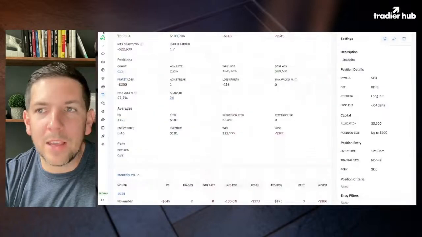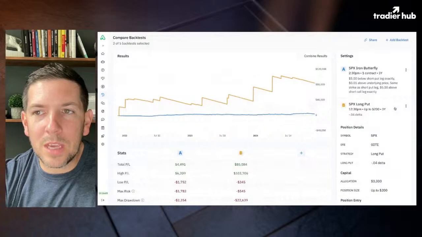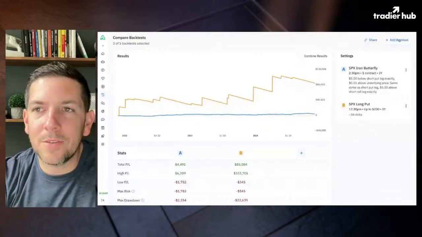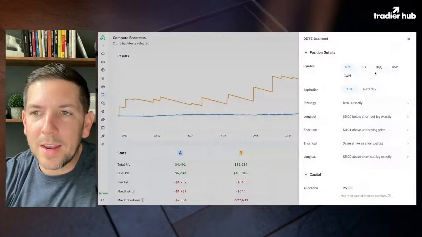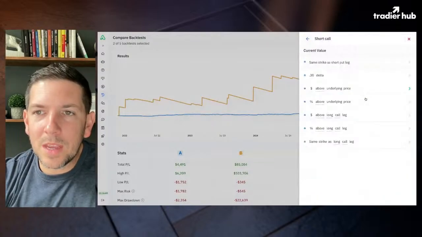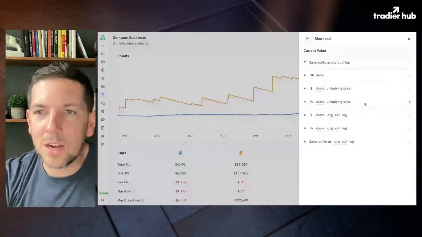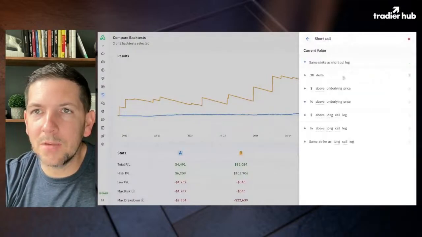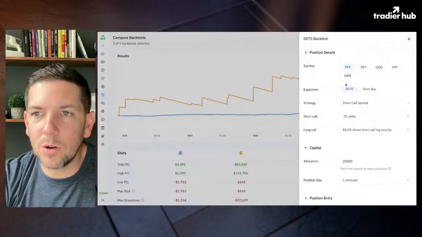Okay, so let's go back here. That looks like a pretty good one, so we'll keep that one here and use that one moving forward. Let's also add another one. Let's add a different version. Let's also add a short call spread. Let's see if we can get something that is maybe a percentage above where the stock is trading right now. So let's do something, actually, let's do a delta. We'll do a 30 delta or closest short call spread.